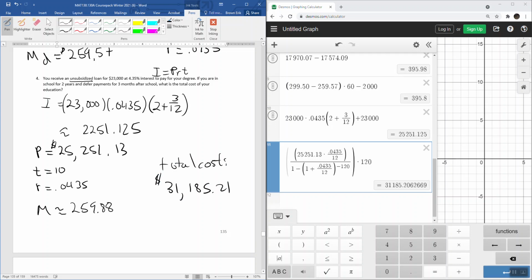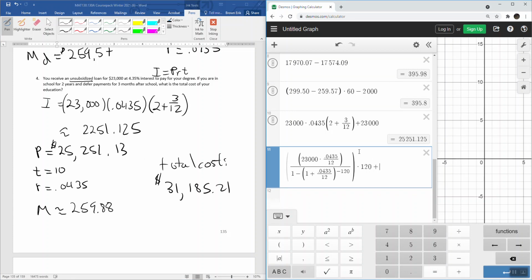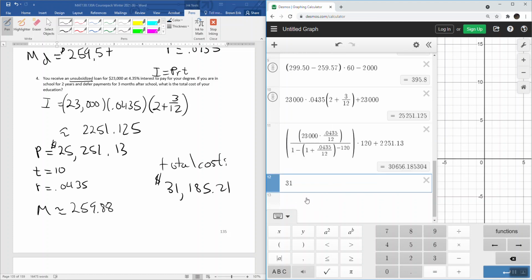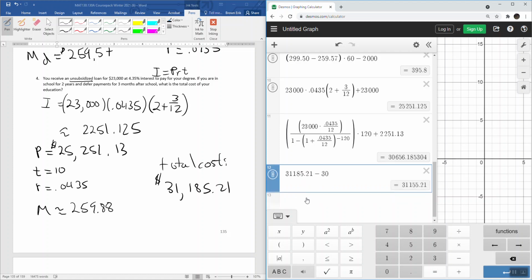So we could do a calculation on what the total cost would be if we paid the interest while in school. I'm going to change this to 23,000, and then I have to add back in that 2,251.13 because we paid that in school, and there's our savings. Now, is that worth it? I don't know. Let's see how much we actually saved. $31,185.21 minus that 3,656.19. So there we saved $500.02, and that's over a 10-year period.